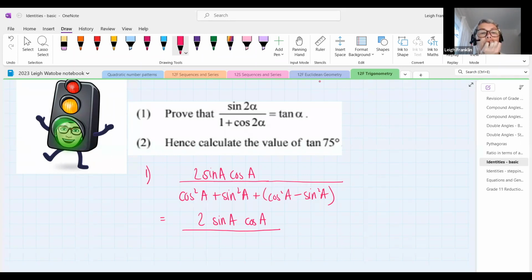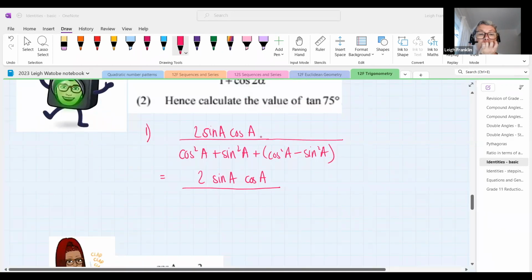What would we have left over at the bottom? You could do that, that would also work. Absolutely. What would we have at the bottom now? Won't the sine squared A and negative sine squared A cancel each other out? Then we'd have 2 cos squared A. Lovely. Keep going.